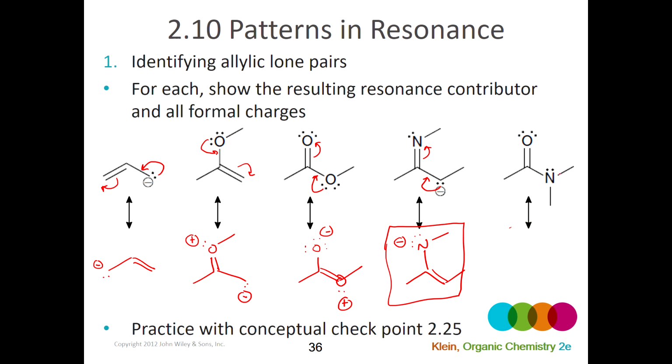And then the last structure here, my allylic lone pair moving in, pushing electrons up. Again, in this case, it creates a couple charges that didn't already exist. And so the average structure is going to look a lot more like the neutral one than the charged one. So practice with that particular pattern.